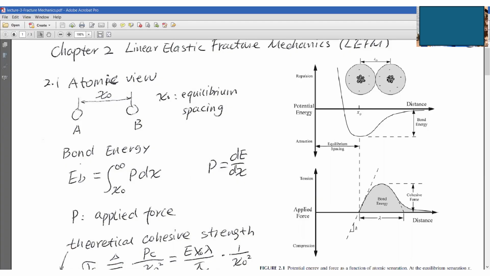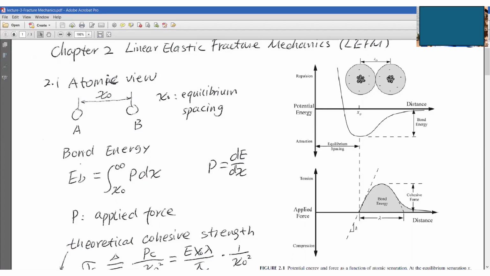This is two nuclei, and between these two nuclei the distance is x0, and this distance is called the equilibrium spacing. So A and B, this is x0.